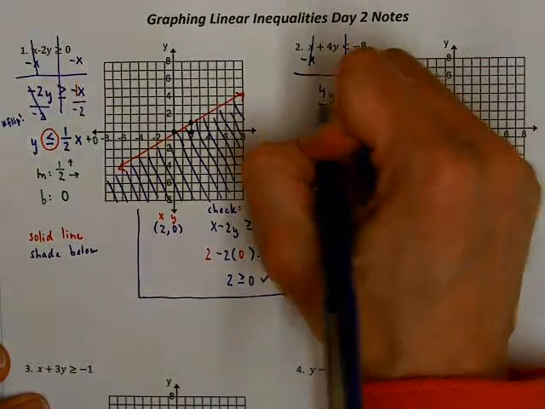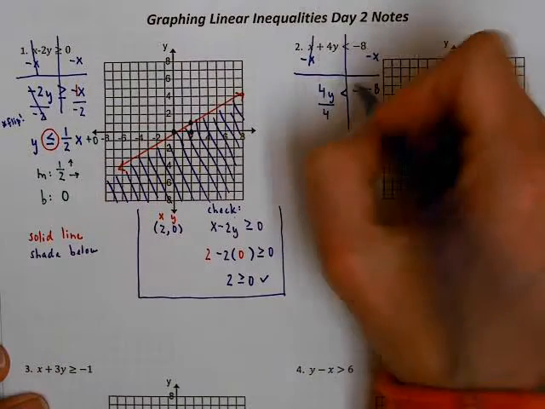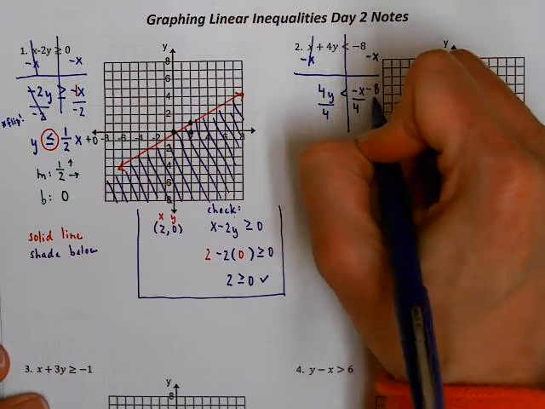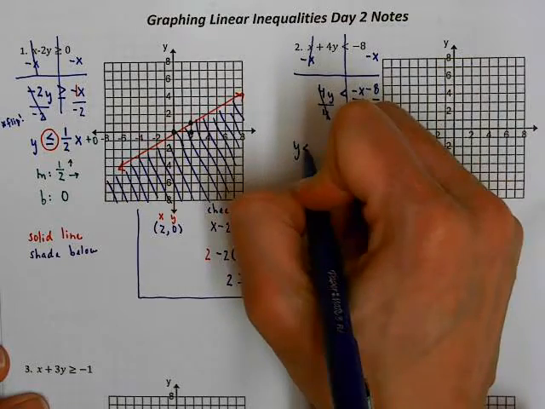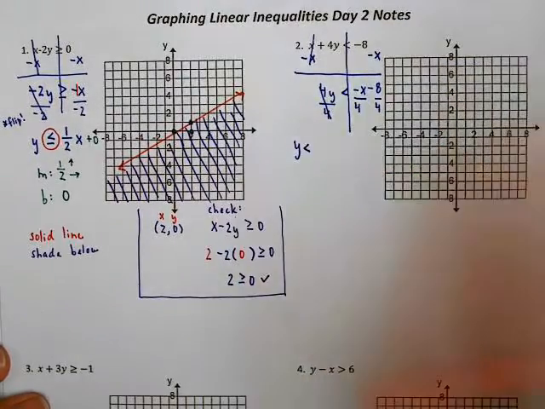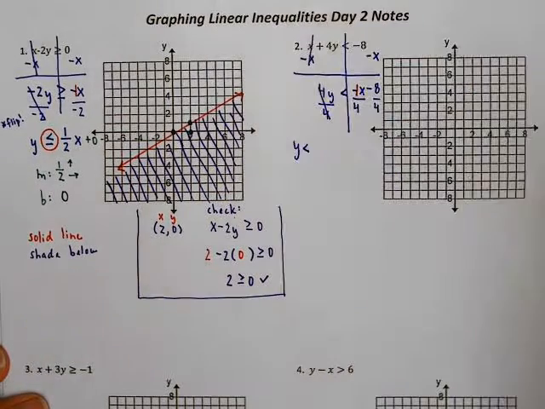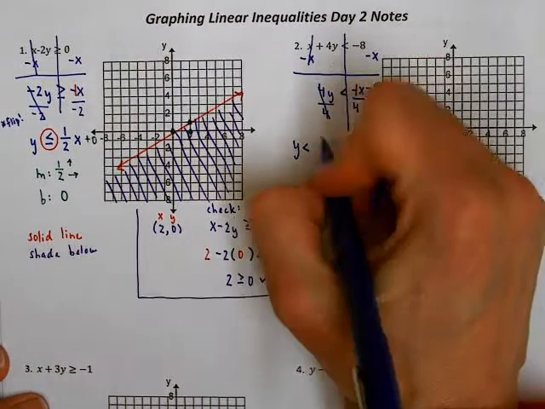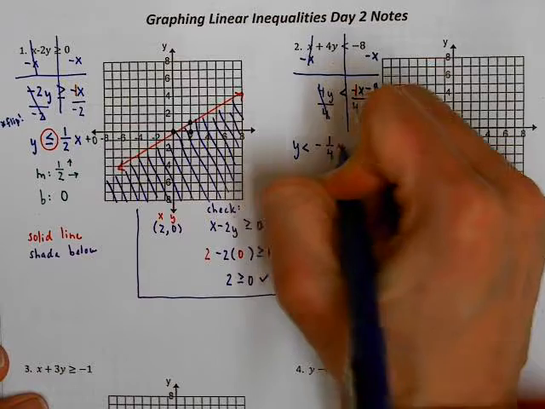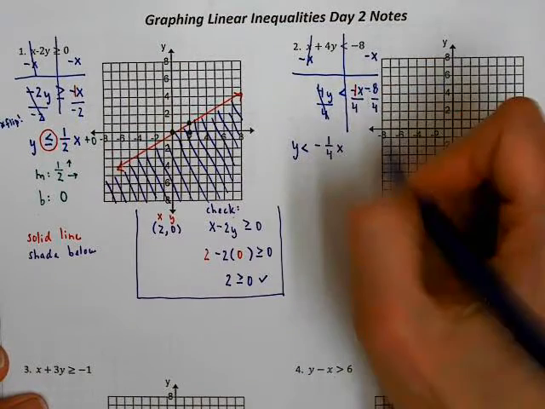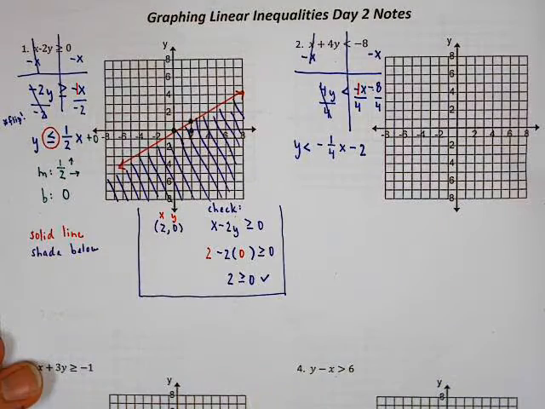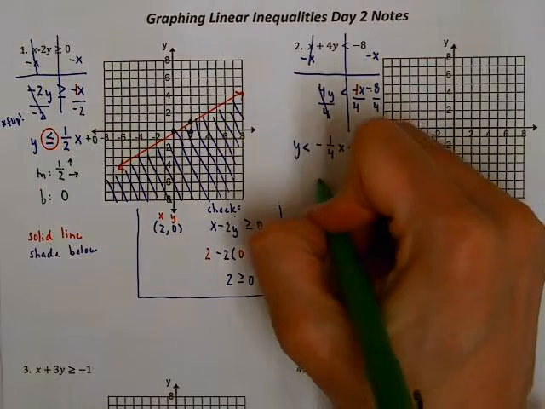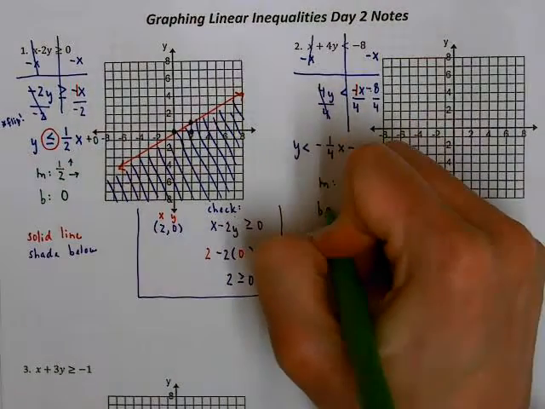So now I'm going to divide by 4 everywhere. So when I simplify, I get y is less than, this again was a negative 1 in front, so I have negative 1/4 x, and then negative 8 divided by 4 is a negative 2. So now my y is isolated. I'm going to pick out my m and my b.